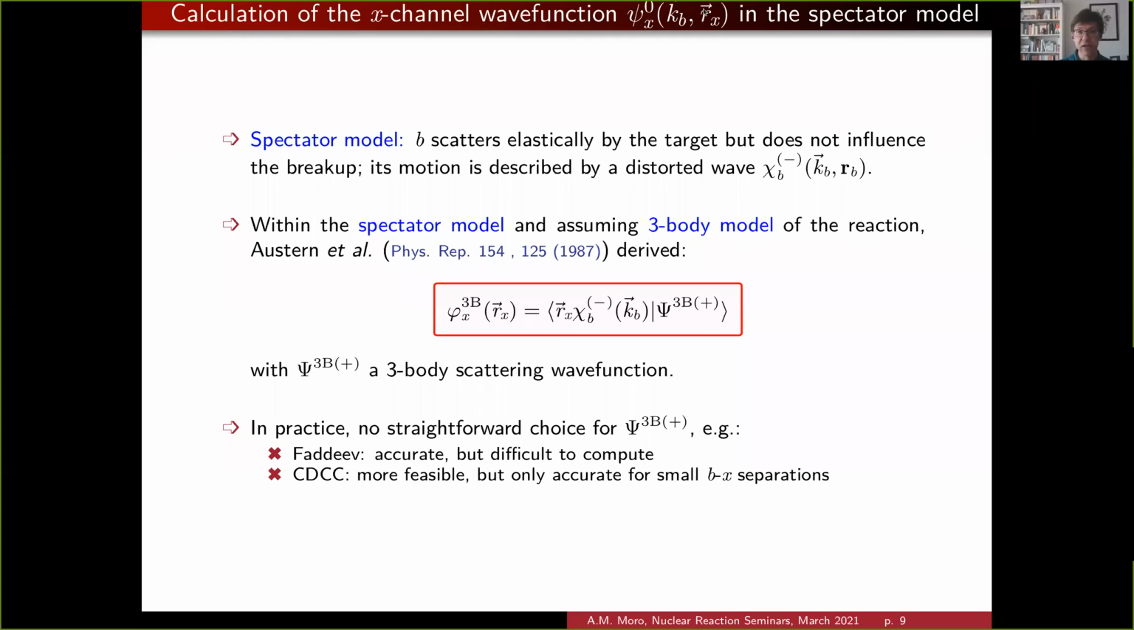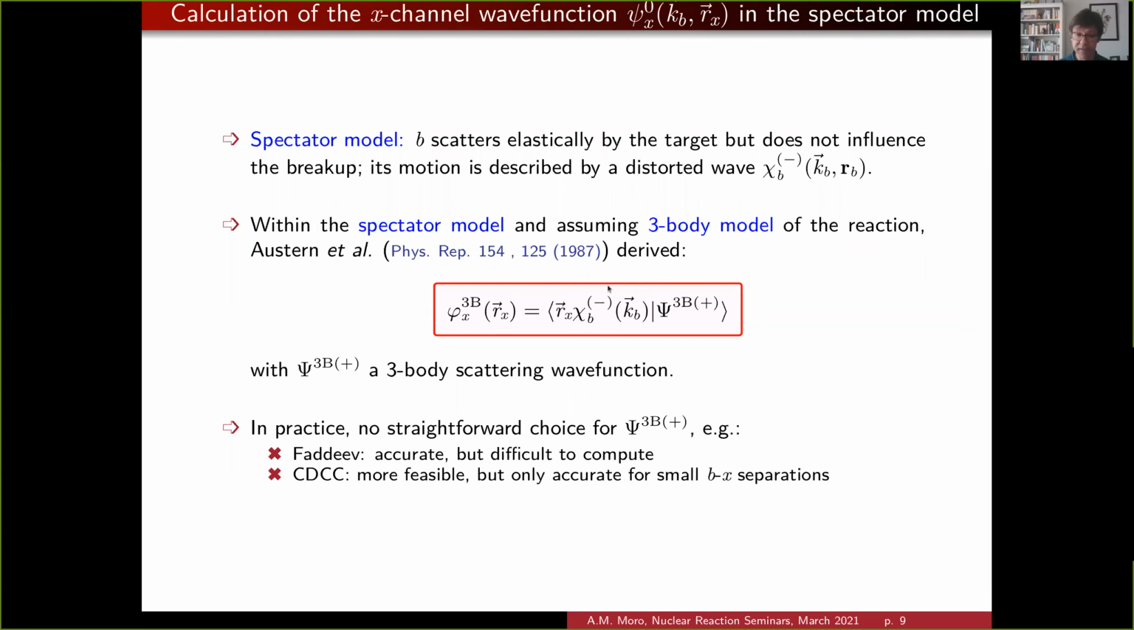So the calculation of this X channel wave function is standardly in all these theories done in the so-called spectator model. So the spectator model simply means that the B particle, that is the fragment that we observe, the one that survives, is assumed to simply scatter by the target, but does not participate in the breakup process. And this means essentially that we describe its motion by some distorted wave with some momentum, that is the momentum that we will observe for this fragment.